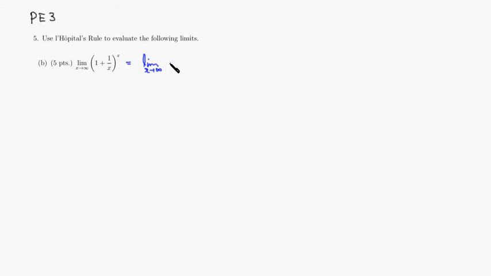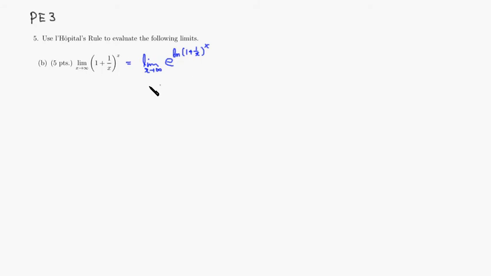We can see that this is exactly the same thing as e to the natural log of (1 plus 1 over x) to the x power, right? The reason these are the same thing is that the exponential function and the log function cancel each other out, so you get exactly the same thing.